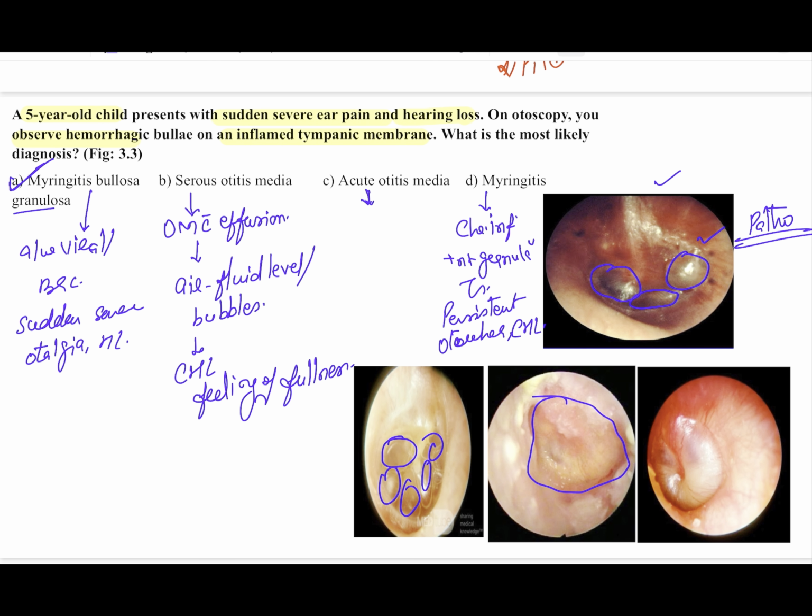Why not acute otitis media? Acute otitis media classically presents with a bulging, erythematous tympanic membrane.